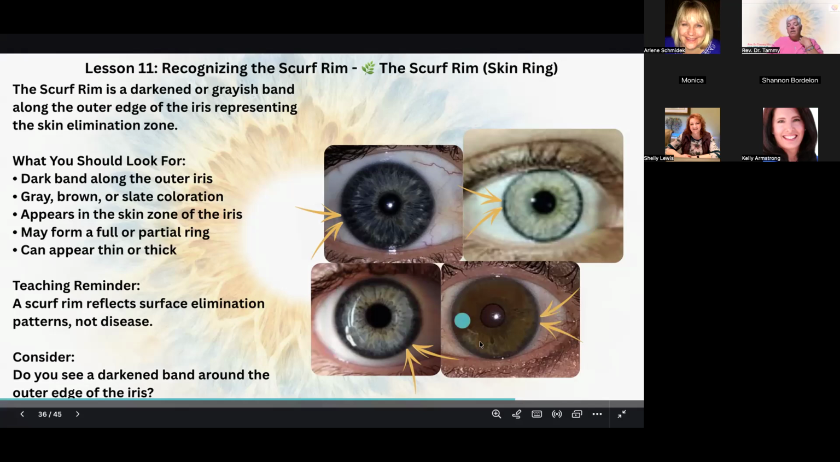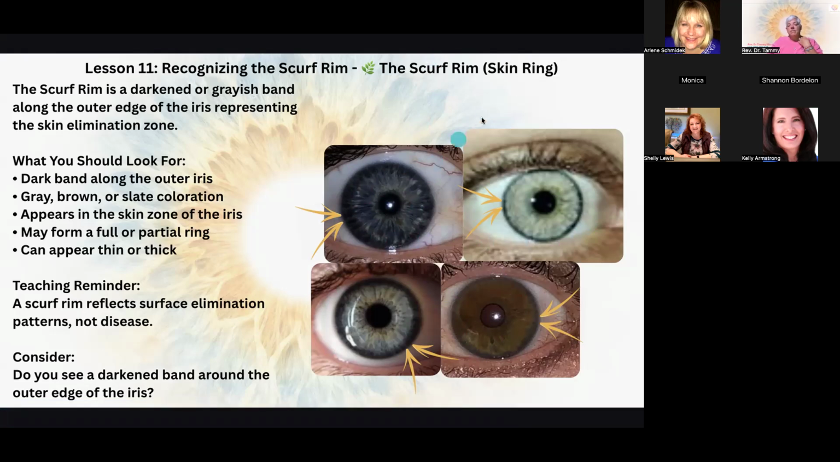But these people, it's all the way around. So their skin just doesn't eliminate very well, and they probably have tendencies with rashes and psoriasis. This is probably a very psoriatic eye, somebody that deals with psoriasis. It can appear thick or thin. It reflects the surface elimination patterns, not disease. They're just not eliminating. Do you see a darkened band around the outer edge of the iris? Then that would be a skin ring, scurf rim.